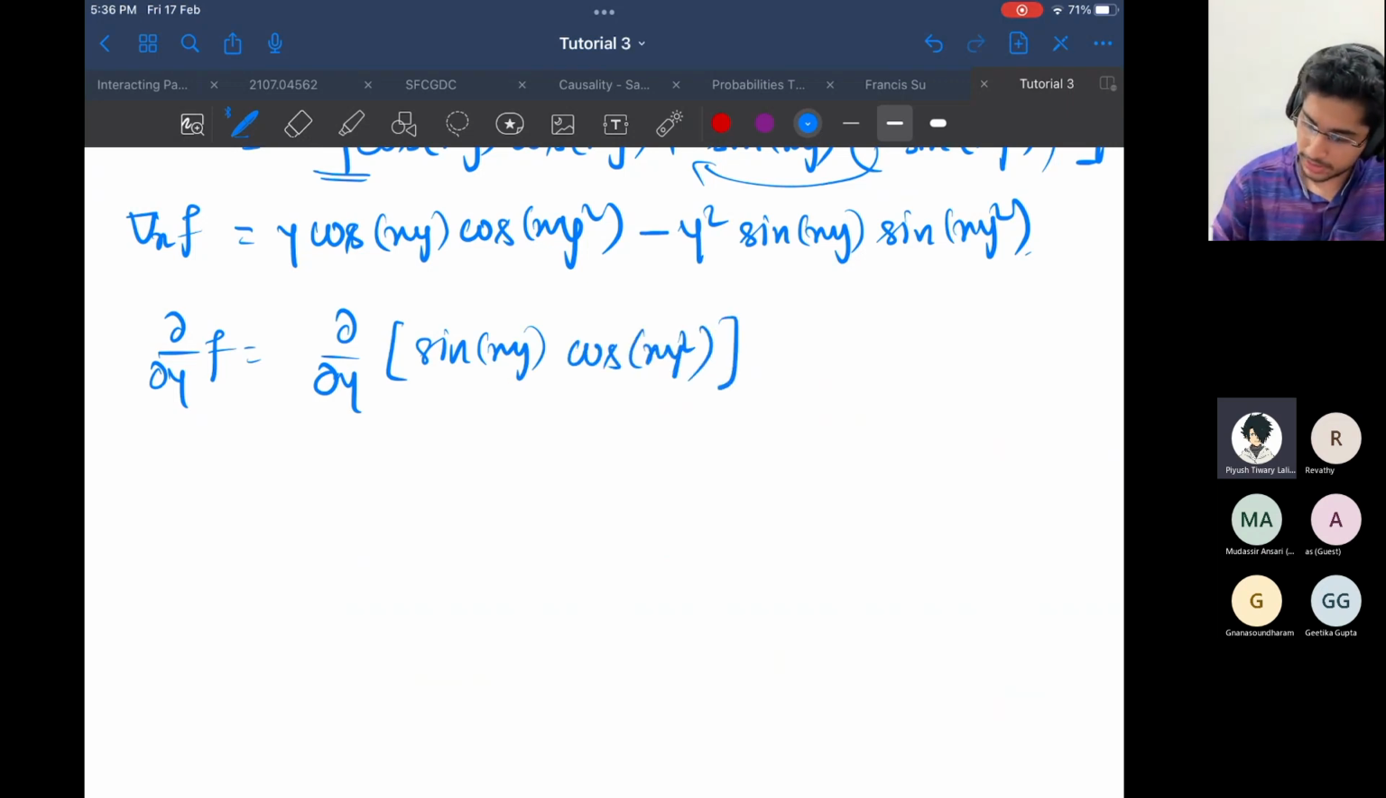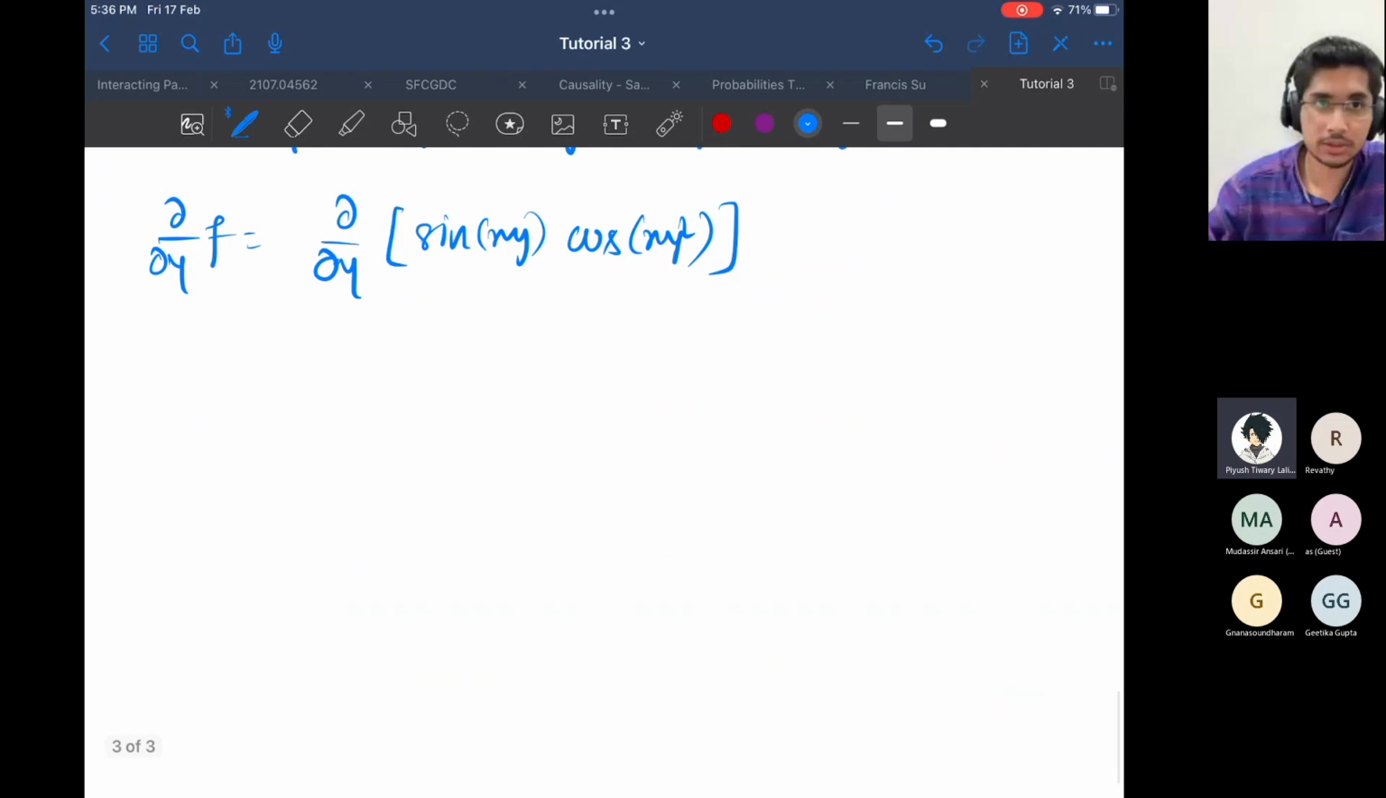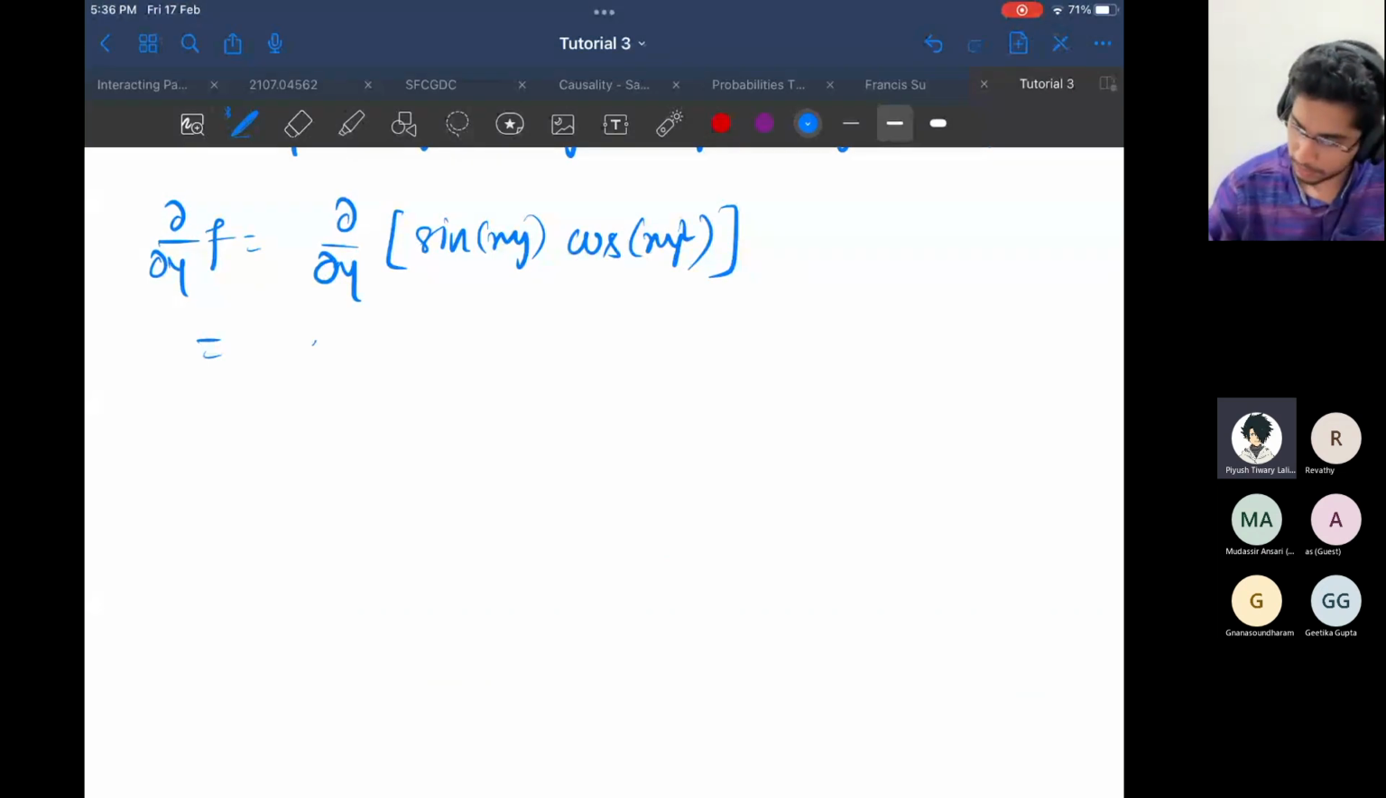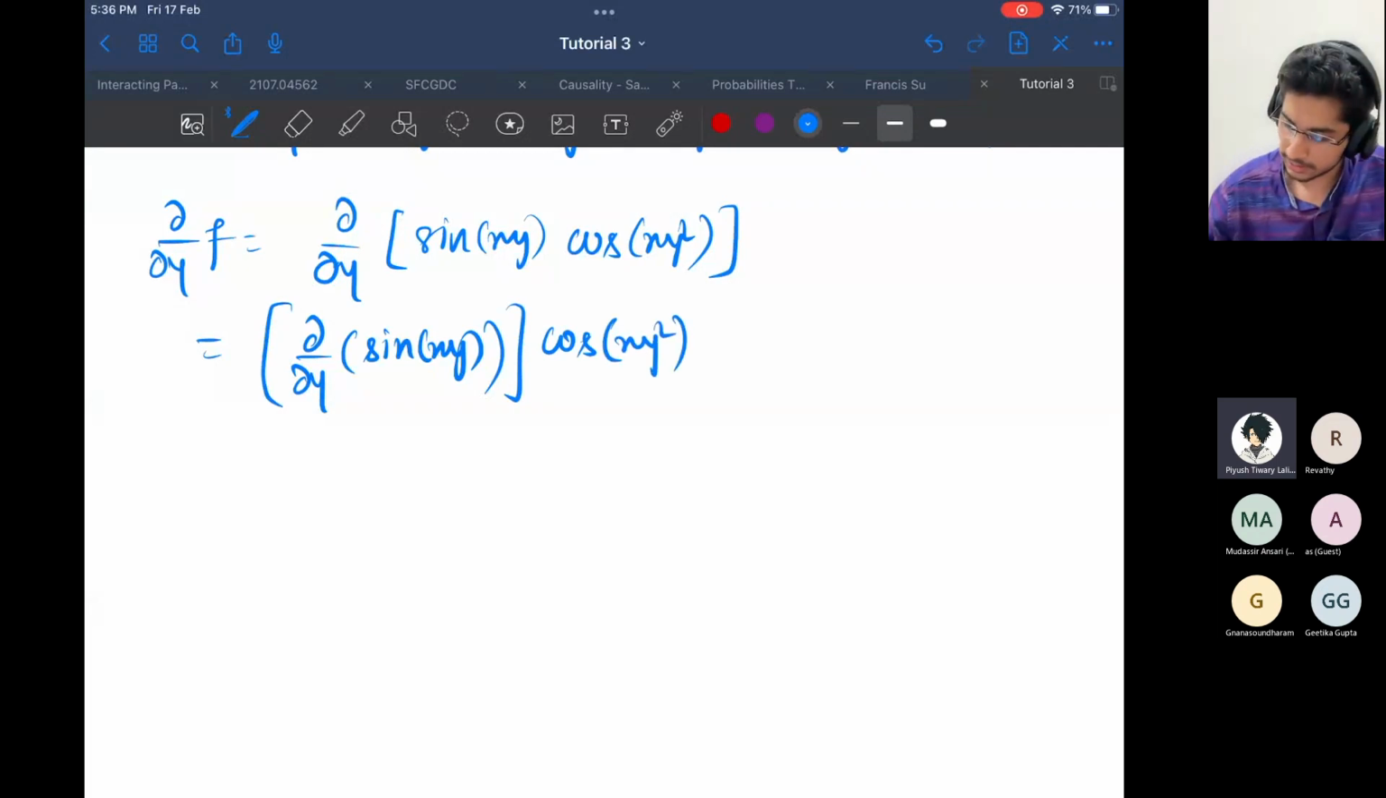Okay, so let us do a quick calculation. I will just write it. I won't elaborate it now because it's a simple thing. But if you have any doubt, you can stop me and tell me that you didn't understand something, and I will explain it for you. Okay. So differentiate the first term, keep the second term as it is.